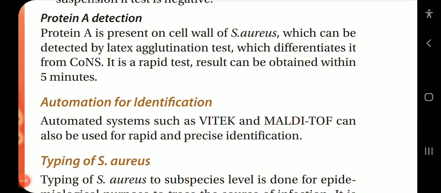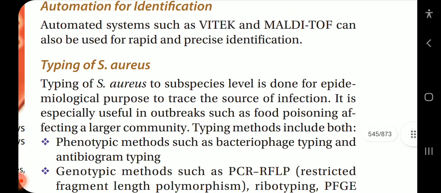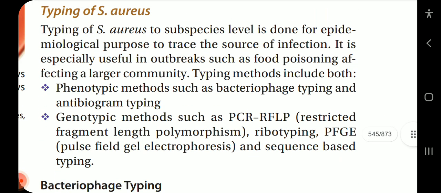Protein A detection. Protein A is present on the cell walls of Staph aureus, which can be detected by latex agglutination test, which differentiates it from CoNS. It is a rapid test. Result can be obtained within 5 minutes. Automation for identification: automated systems such as Vitek and MALDI-TOF can also be used for rapid, precise identification.